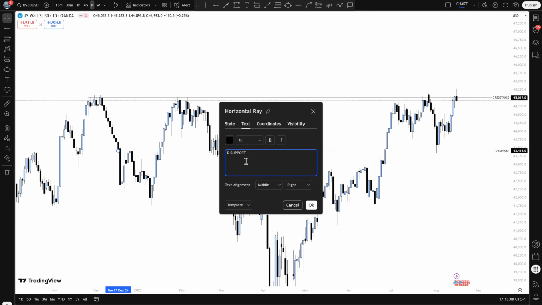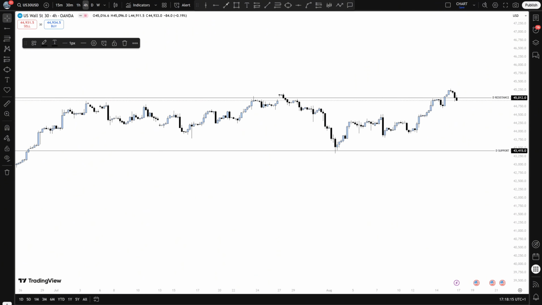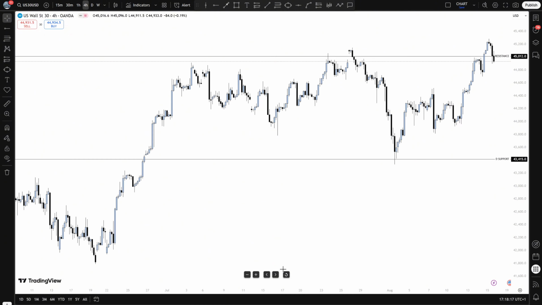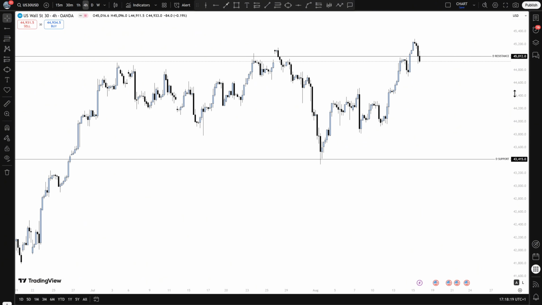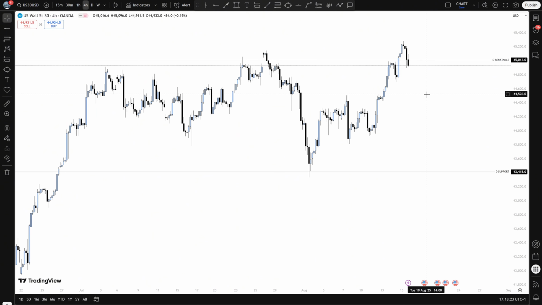Now the goal is not to plot too many key levels, right? The goal is to look for the important areas where price reacted the most. The goal is not to draw too many key levels, but are the key levels important? That is the question you have to ask yourself.